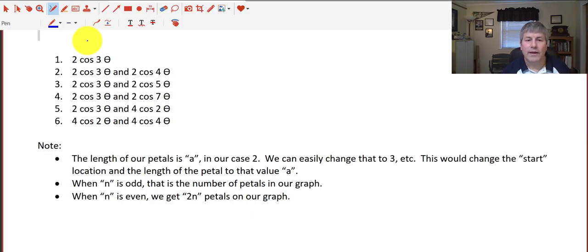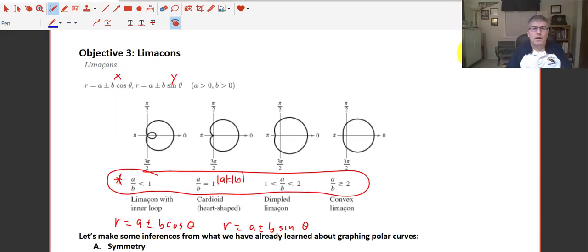So again, note the length of our petals is A. In our case, it was 2, and we changed it to 4 for a couple of those. And this would also change our start location, because we were graphing cosine, and we're moving out a little bit further there. When n is odd, the number of petals was exactly n in our graph, and when n was even, we had 2n petals in our graph.